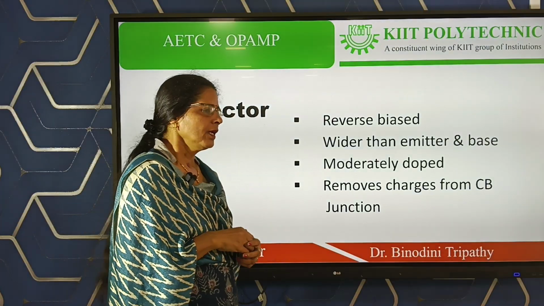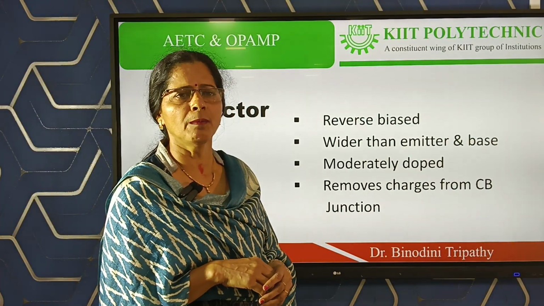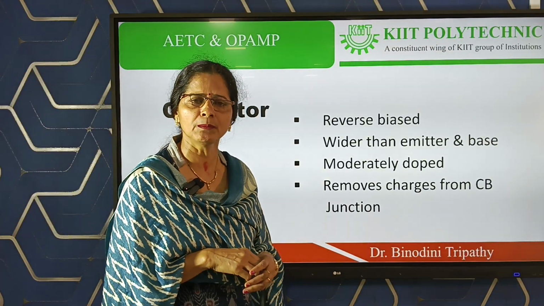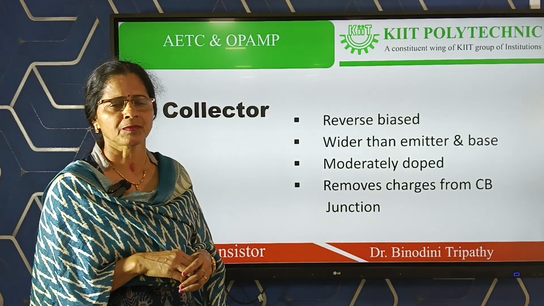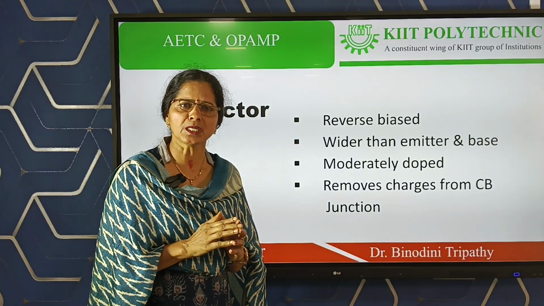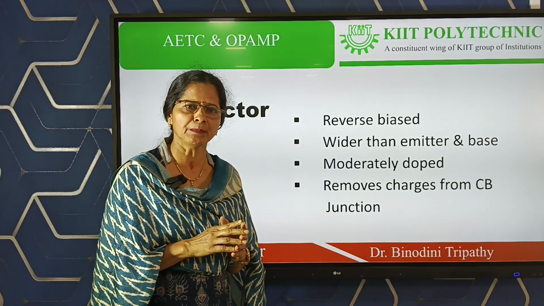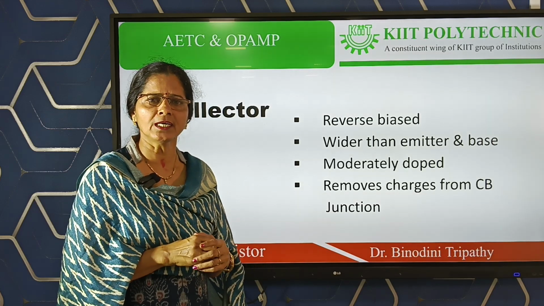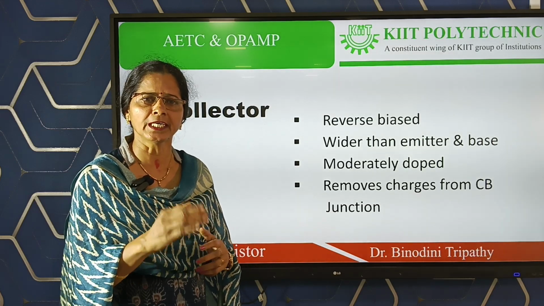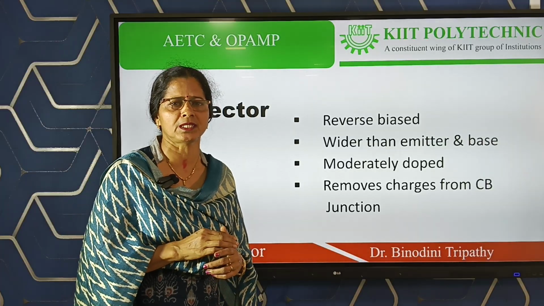Here we have covered three terms: lightly doped, heavily doped and moderately doped. What is the meaning of these three? Doping means the process of adding impurity. We already covered this in the PN junction chapter. The amount of impurity added to form a semiconductor varies from device to device.